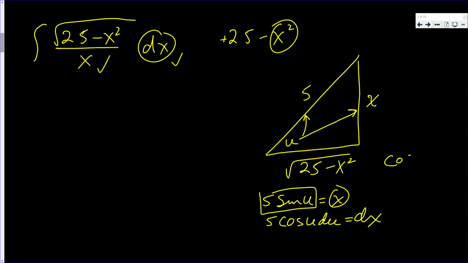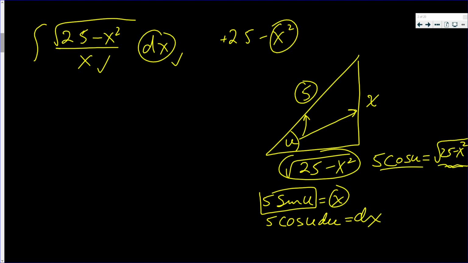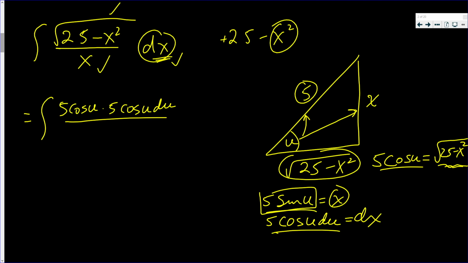Well, if you look at the cosine of u, it's the adjacent, square root of 25 minus x squared, divided by the hypotenuse. Well, I'll put the hypotenuse there. Oh, so you mean now I know how to write this using u. So I have it all. The square root is 5 cosine of u, times dx, which is 5 cosine u du, divided by x, which is 5 sine u.